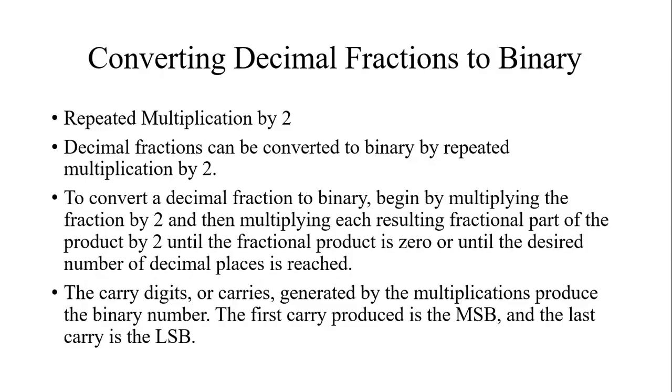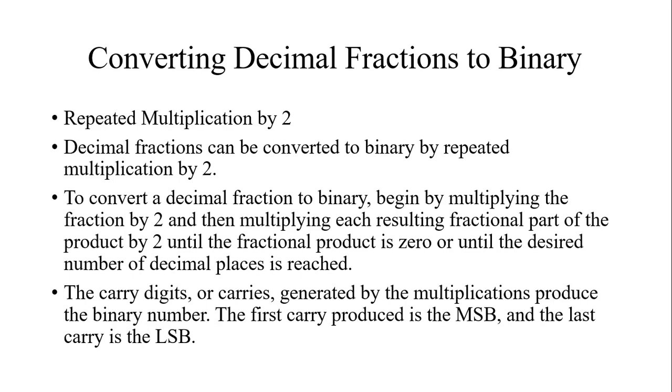Converting decimal fraction to binary. Fractions are converted by repeated multiplication. A decimal fraction can be converted to binary by repeated multiplication by 2. To convert a decimal fraction to binary, begin by multiplying the fraction by 2 and then multiplying each resulting fraction part of the product by 2 until the fraction product is 0 or until the desired number of decimal places is reached. The carry digits generated by the multiplications produce the binary number.